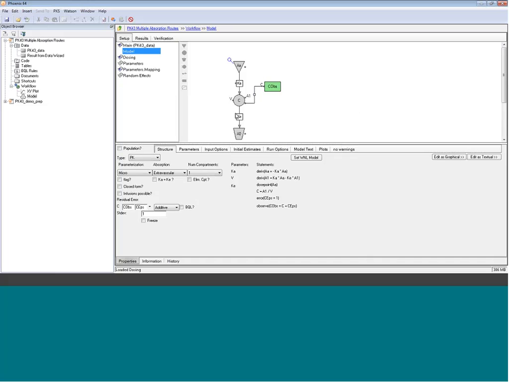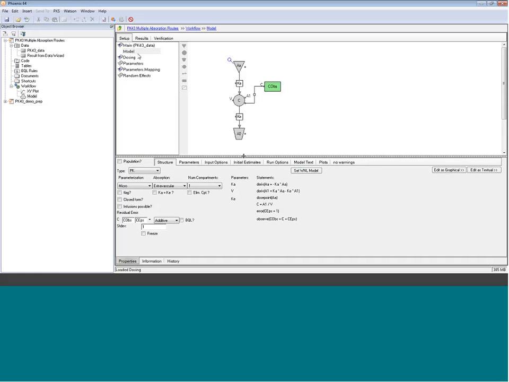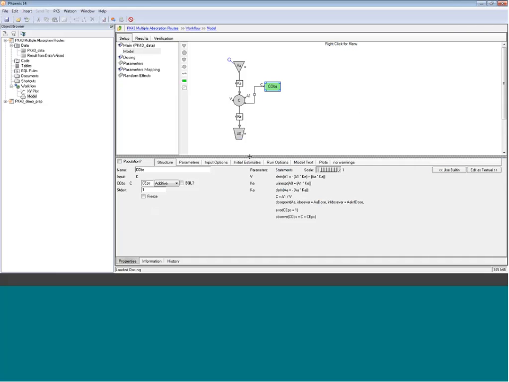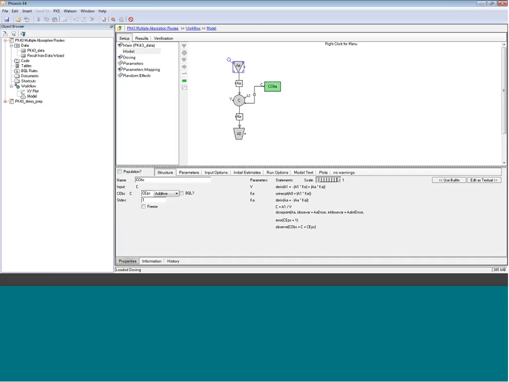Next, I will look at the model, and I'm in built-in mode at the moment. So if I want to create this as a graphical model, I'll go ahead and click on the Edit as Graphical option and select Yes. And then go ahead and start constructing the model. So we have a central compartment with elimination. The elimination portion is okay right as it is.